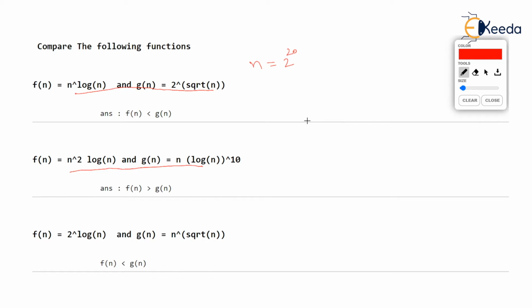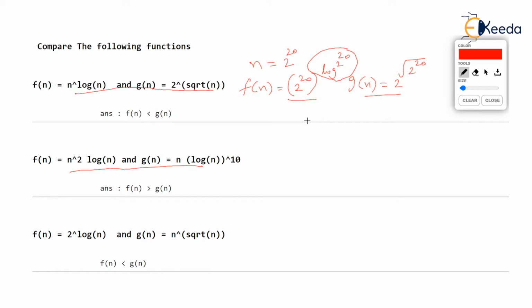Then fn is nothing but n raised to log n. So 2 raised to 20, raised to log of 2 raised to 20. I hope you are understanding. N raised to log n. And what is gn? Gn is simply 2 raised to square root of 2 raised to 20. I hope you got this, isn't it? So now I am not going to take log, because now I have got the values. I have actually taken the value of n. Now you just check this exponent here. This is log of 2 raised to 20.